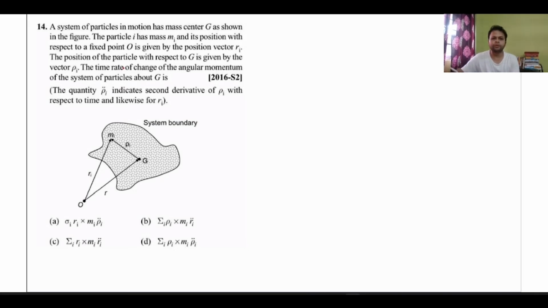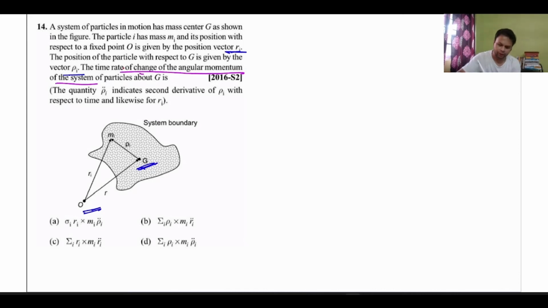So a system of particles in motion has mass center G as shown in the figure. Particle i has mass Mi, and its position with respect to fixed point O is given by the vector Ri. The position of the particle with respect to G is given by the vector rho i. Ri is with respect to the fixed point and rho i is with respect to point G. You need to find the time rate of change of angular momentum of the particle about G.